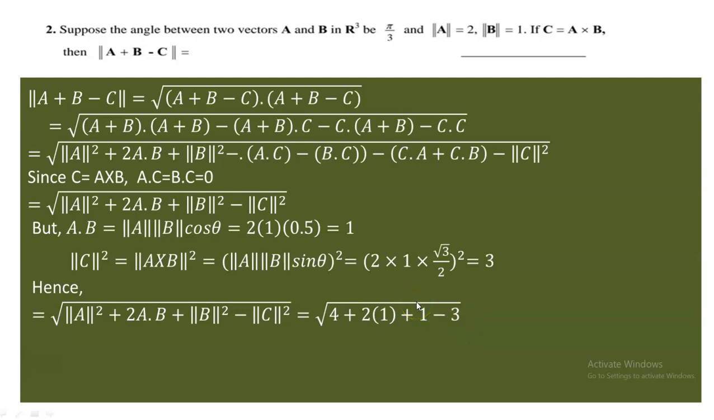So the next task is a matter of simplifying this. And look here, 4 plus 2 times 1 is 2, so it will be 6, plus 1 is 7, 7 minus 3 is going to be 4, right? So radical 4 is going to come. Basically, radical 4 is 2. So clearly, the norm of A plus B minus C was our intention, and here we go.